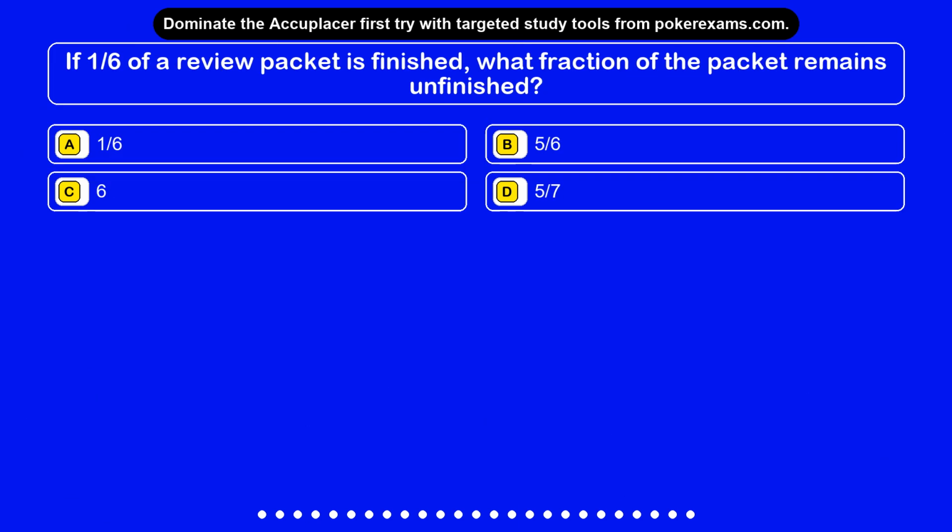Question 2. If 1/6 of a review packet is finished, what fraction of the packet remains unfinished? Option A, 1/6. Option B, 5/6. Option C, 6. Option D, 5/7.